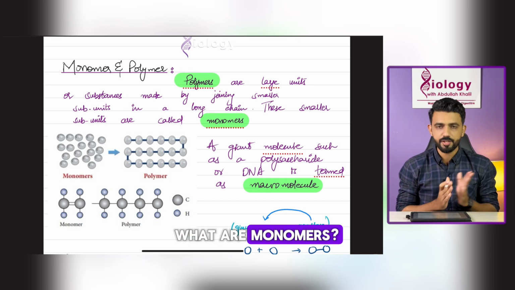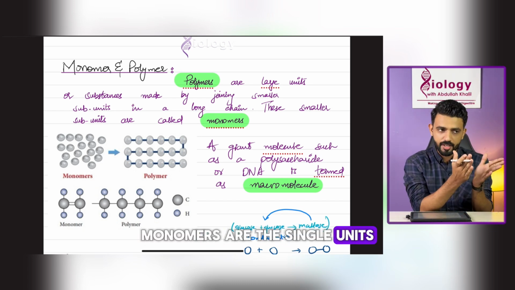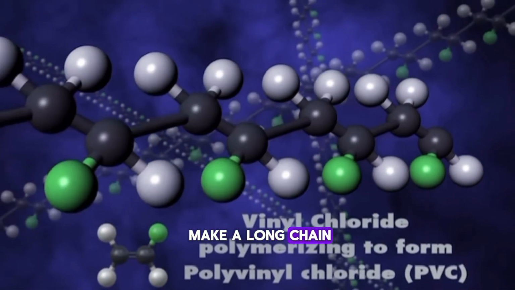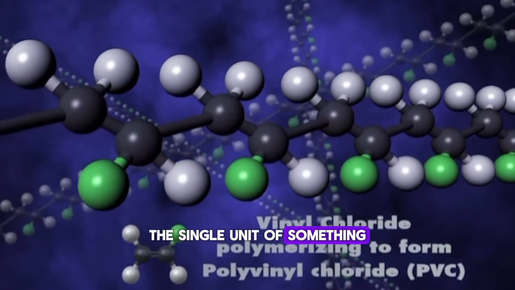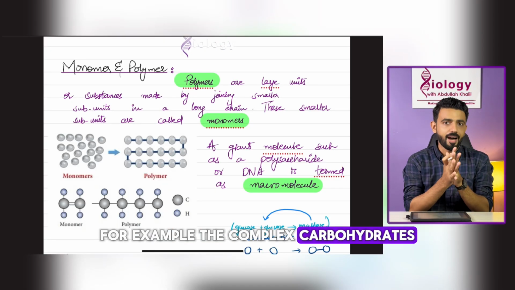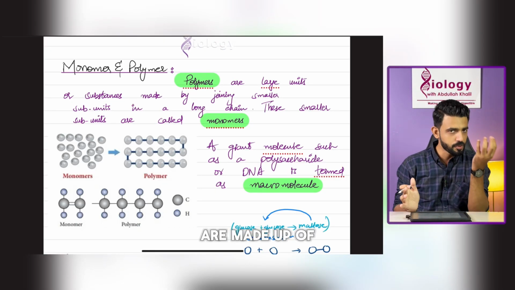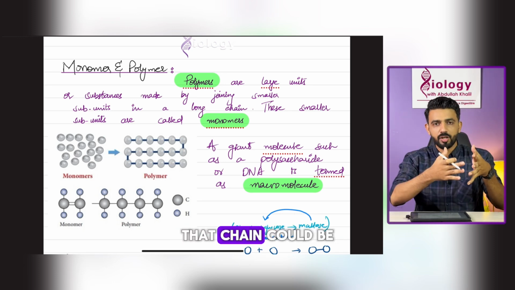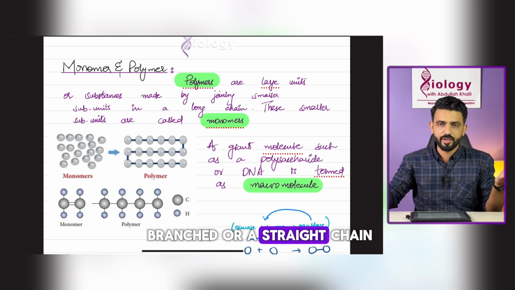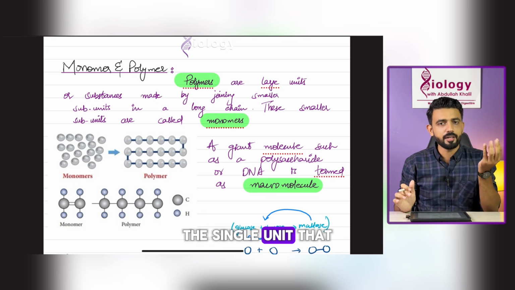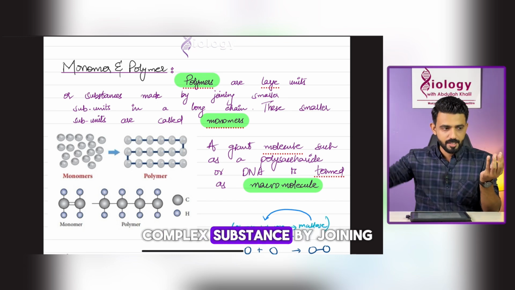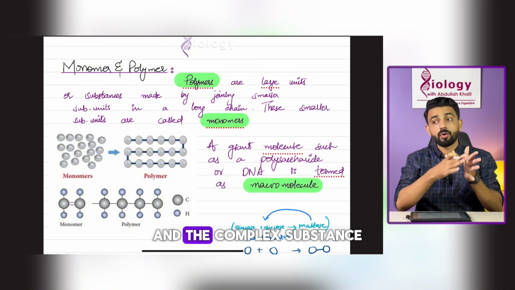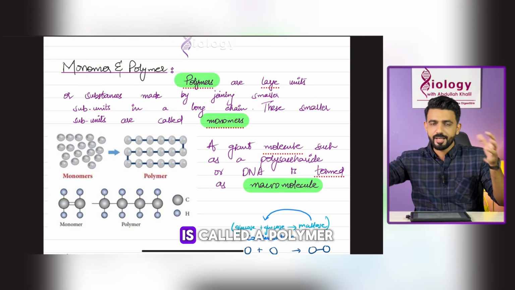Before we get into carbohydrates, lipids and proteins, let's first understand the concept of monomers and polymers. So what are monomers? Monomers are the single units which can join up with other monomers to make a long chain. The single unit of something. For example, the complex carbohydrates are made up of smaller units joined up together in a longer chain. Now that chain could be branched or a straight chain. This single unit that makes a complex substance by joining with other single units is called a monomer. And the complex substance that has been formed is called a polymer.